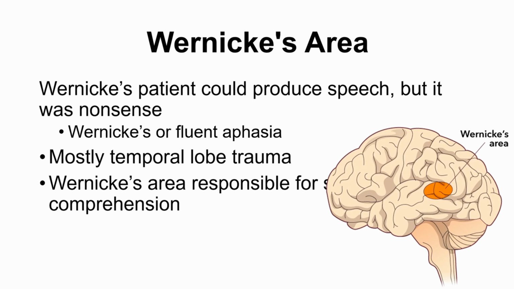The other important area of the brain that we want to talk about is called Wernicke's area. So in this situation, it's kind of the pair to go along with Broca's area. And in this case, Dr. Wernicke had a patient who could produce speech, but the speech they produced was nonsense. So they weren't making any sense, but they could do the motor functions that were involved. So this would be called Wernicke's or fluent aphasia. So they're having trouble with the meaning, but not with the motor function part of it.